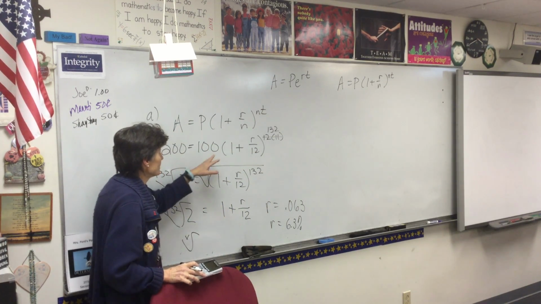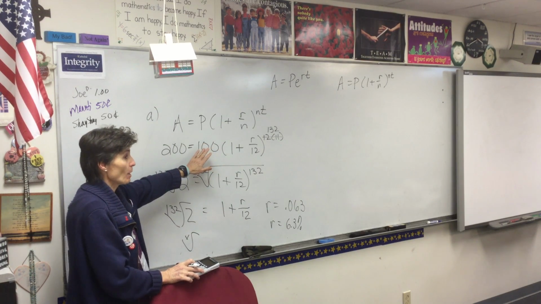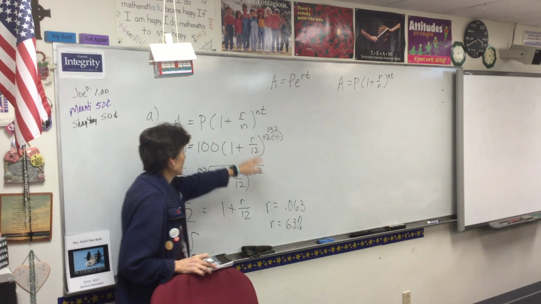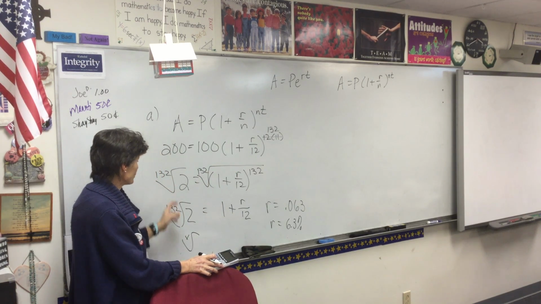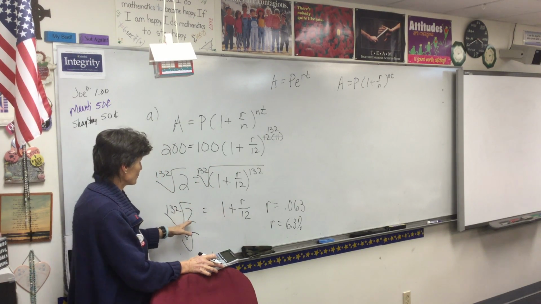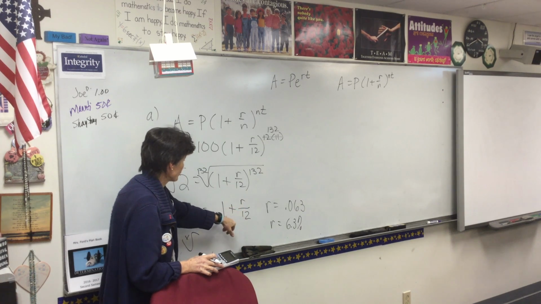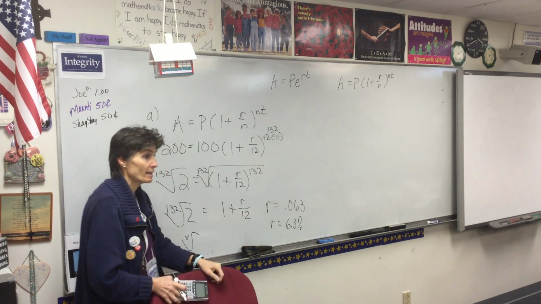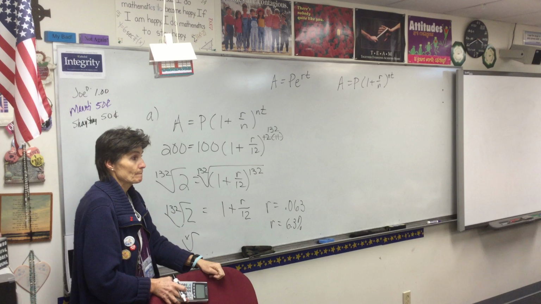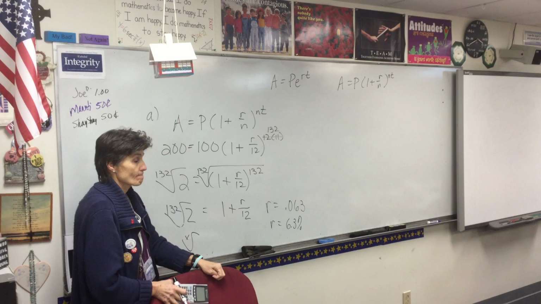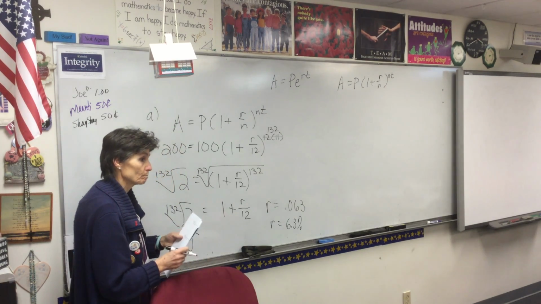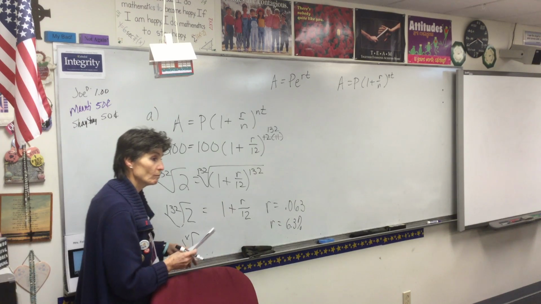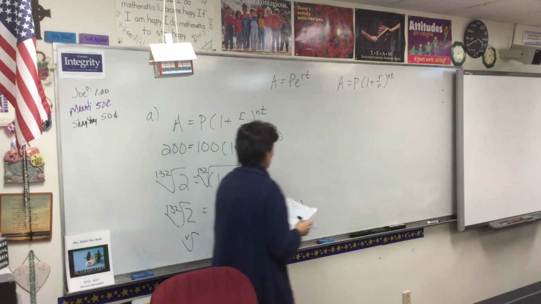So again, no logarithms in this problem. You 132nd root it. As soon as you get the 132nd root, you're trying to get R by itself, so you subtract 1 and times by 12. What did you get for your underradical? It was 1.005. Yeah, that's what I got.